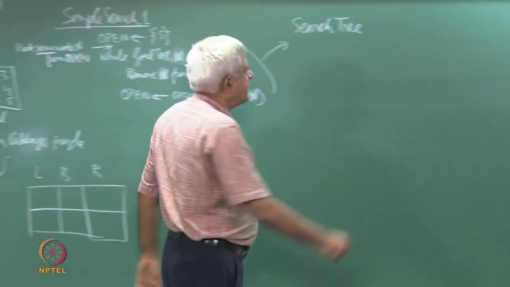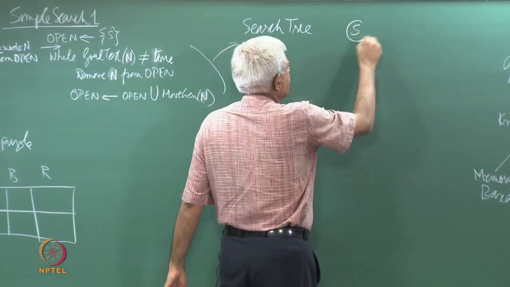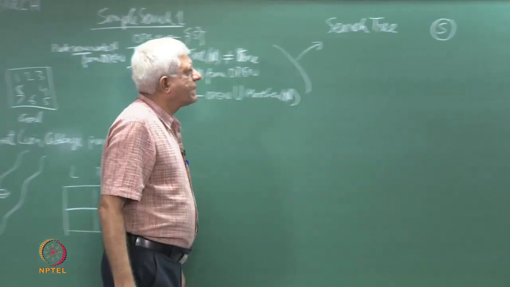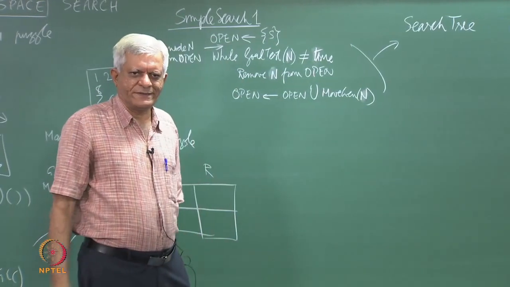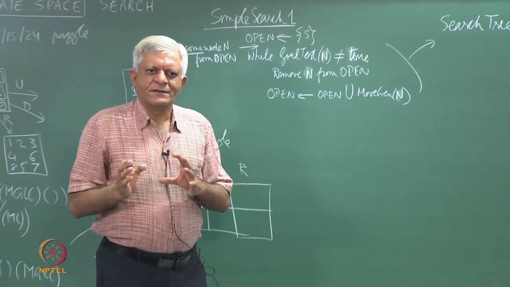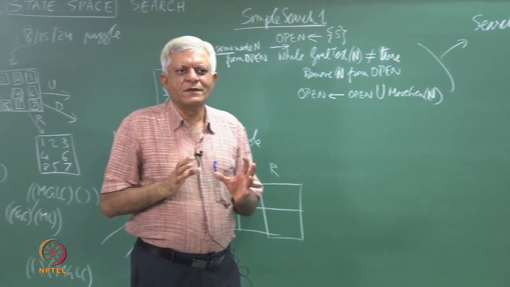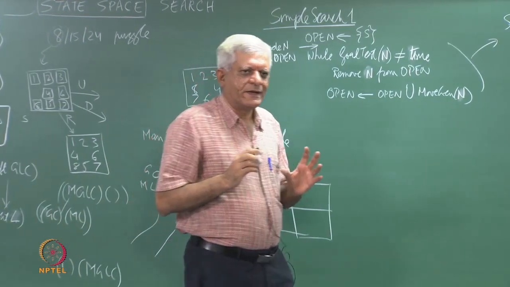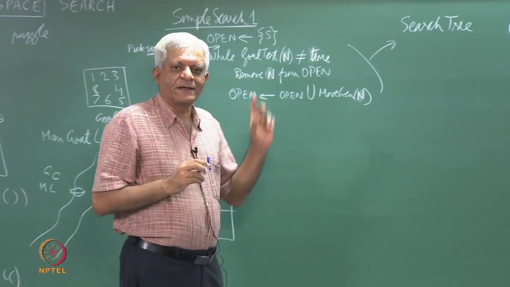And so, what is the search tree we are generating? We start with the start node S. We will use state versus node interchangeably, at least for now.